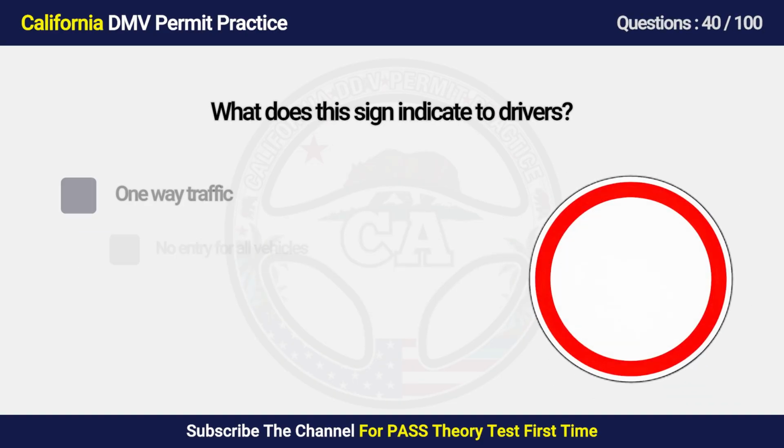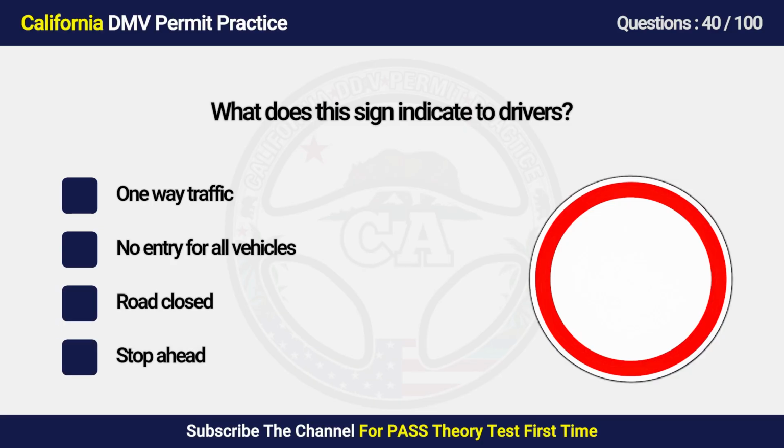Question 40. What does this sign indicate to drivers? A. One-way traffic. B. No entry for all vehicles. C. Road closed. D. Stop ahead.